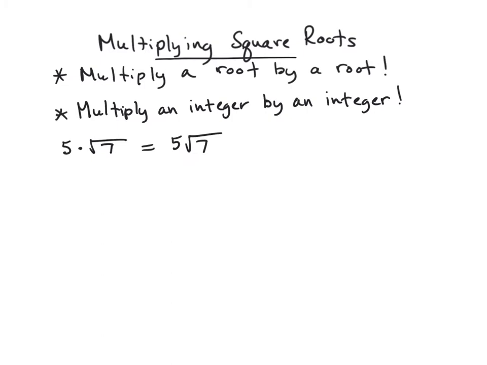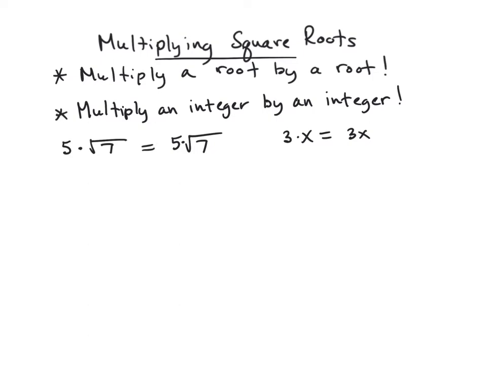You might think, hey, I just multiplied those two, but you didn't. 5 times root 7 equals 5 root 7, which is still 5 times root 7. You drop the dot. There's no difference between those. It's just like if I ask you to multiply 3 times x and you write it as 3x, you didn't do anything. It's still 3 times x. You just dropped the dot.